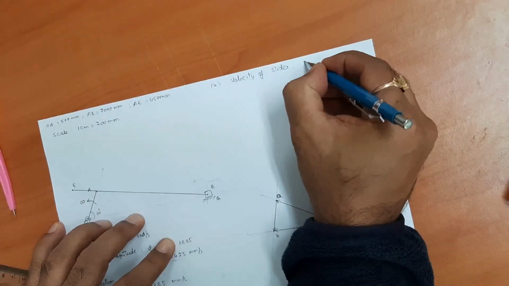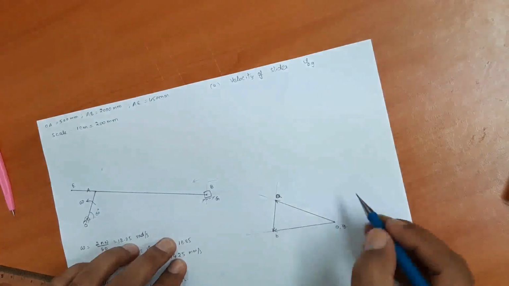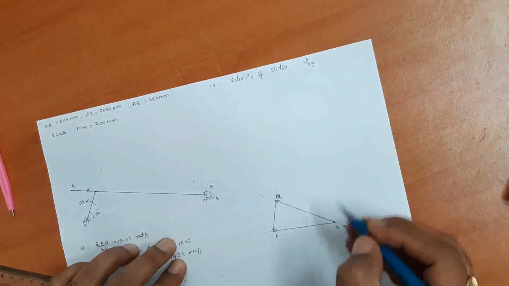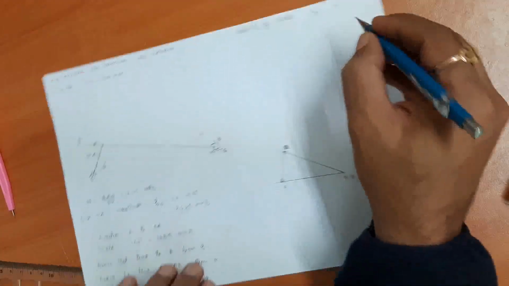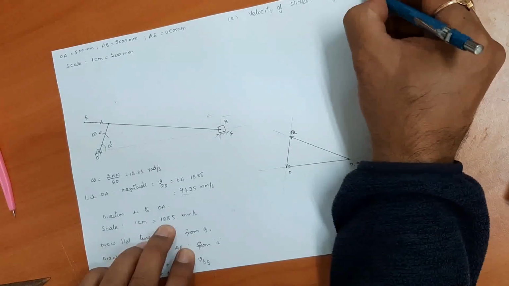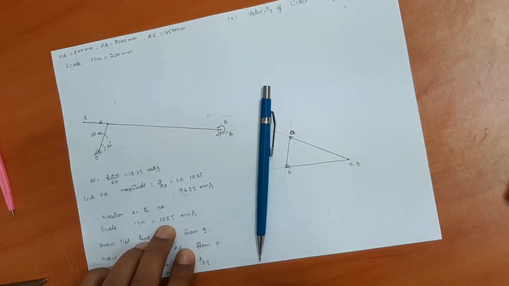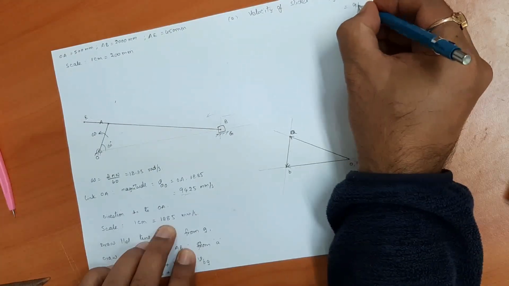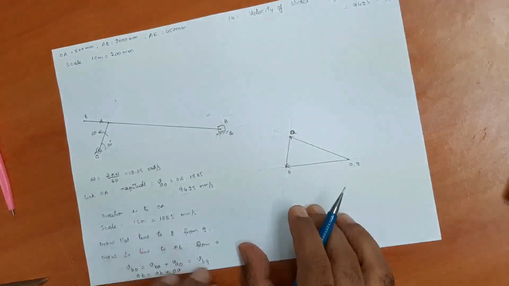So this is the velocity of B relative to G, because G and O are fixed points. I am getting 5 centimeter, but our scale is 1 centimeter is 1885, so you can say that this is 9425 mm per second.